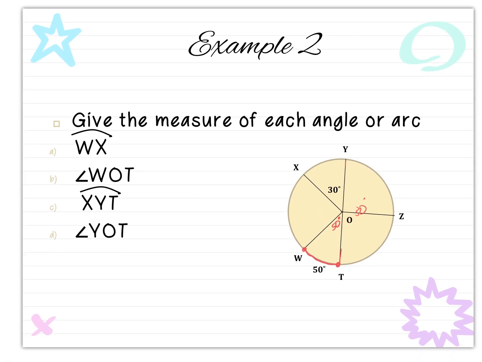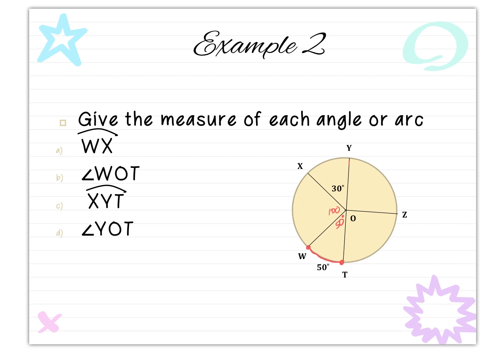Now let me do it a little bit neater. I know this is 100. And so when it says WX, the arc, I know that WX is from here to here, and it goes with this central angle that I already identified as being 100 degrees. So the measure of it is 100 degrees because it matches the central angle. Then it says angle WOT. WOT is this angle here, and I know this angle matches the arc measure. So this has to be 50 degrees as well.